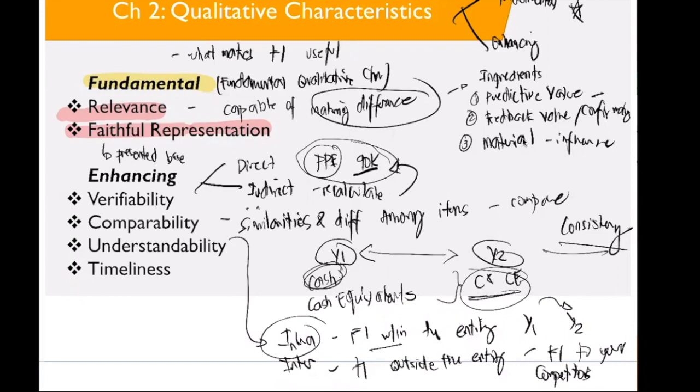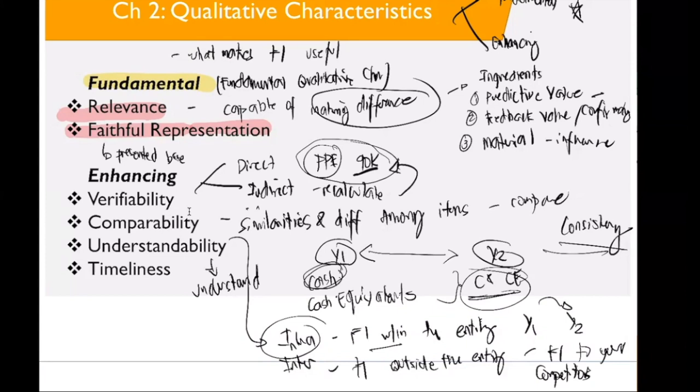We go now to the third item of enhancing, that is your understandability. So when we talk about understandability, it talks about the characterization of your financial information and your presentation of your financial information, that it is properly presented so that you can understand the financial information. So if we present your financial information, it should be made in a way that users will understand its presentation. That is the concept of understandability.